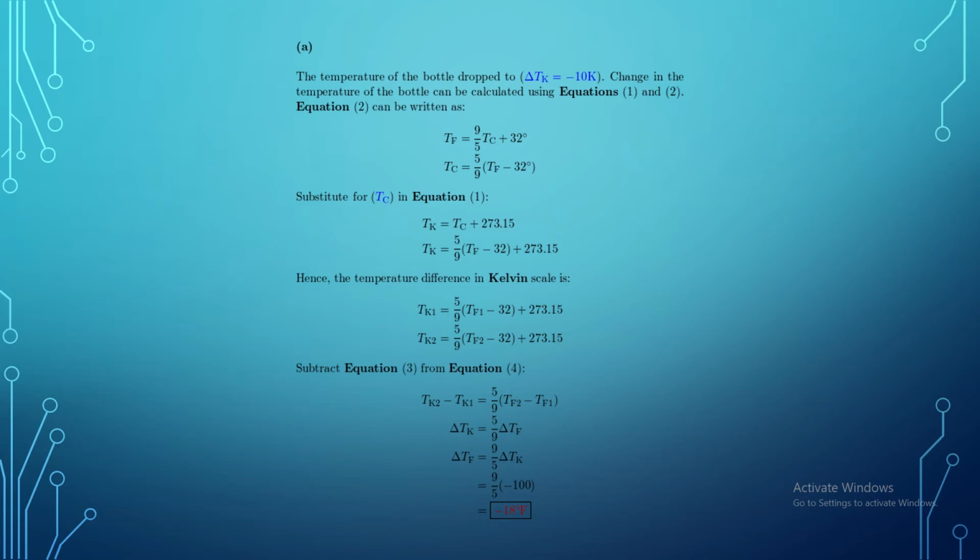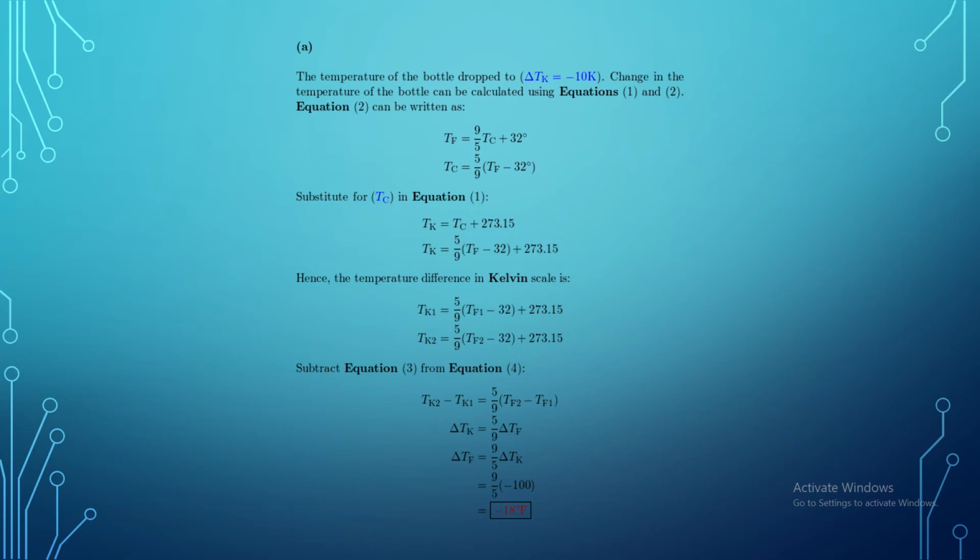Kelvin is equal to 5/9 (Fahrenheit minus 32) plus 273.15. Hence, the temperature difference in the Kelvin scale is: temperature Kelvin 1 is equal to 5/9 (Fahrenheit 1 minus 32) plus 273.15. Temperature Kelvin 2 is equal to 5/9 (Fahrenheit 2 minus 32) plus 273.15.